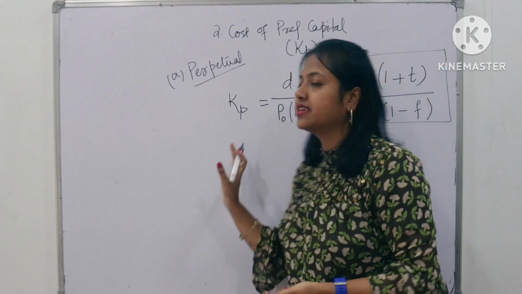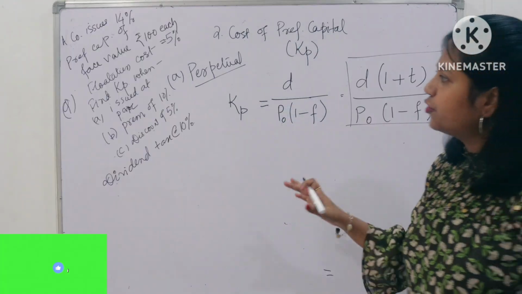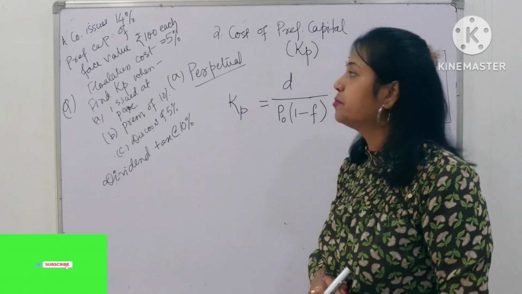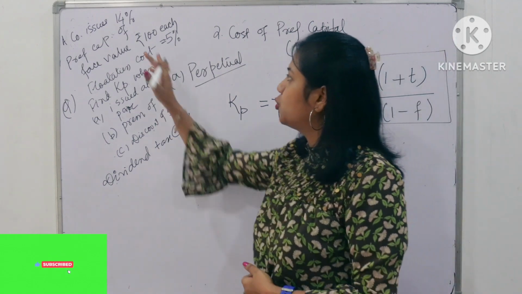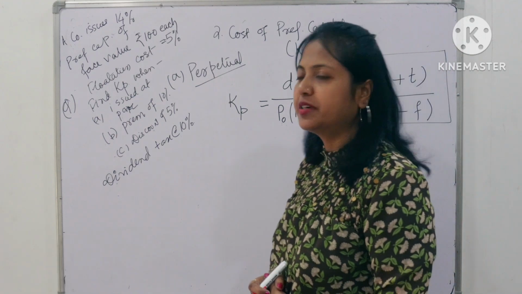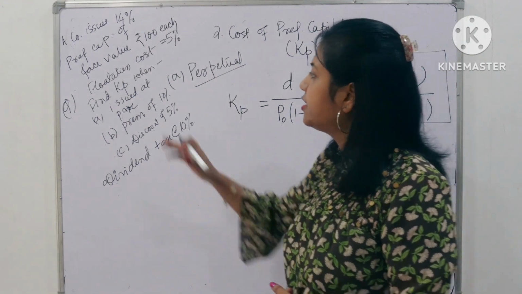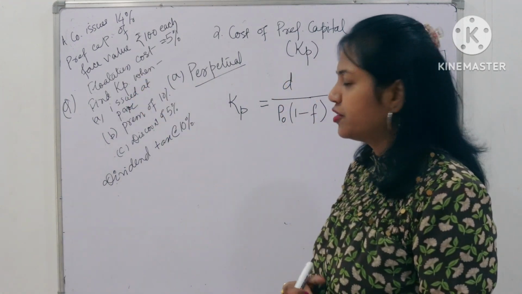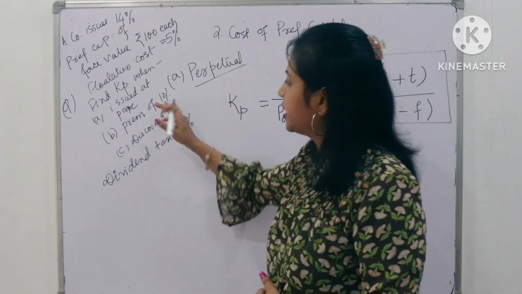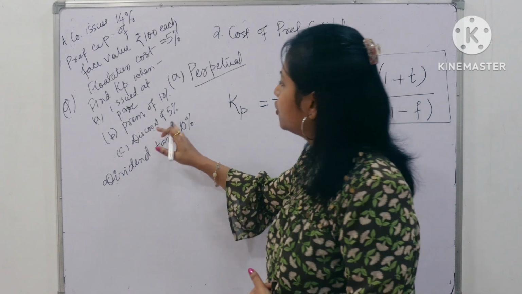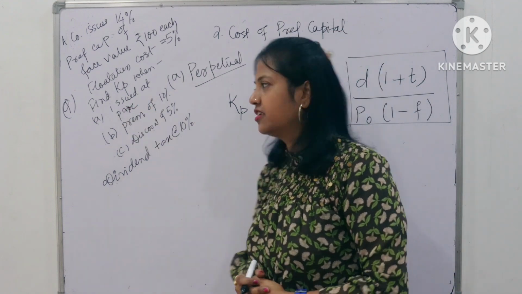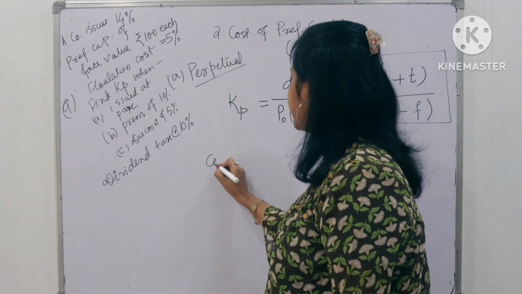Let's take up a case and understand how to solve this. So friends, we have a question here that a company issues 14% preference capital of face value rupees 100 each. Flotation cost is 5% of the face value. Find the cost of preference capital when issued at par, issued at premium of 10%, issued at discount of 5%, and the dividend tax in all the cases is 10%. Very easy.